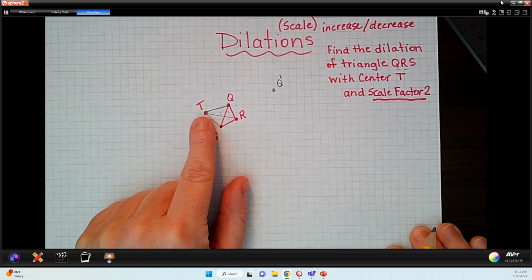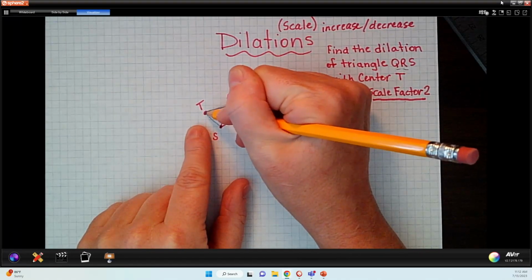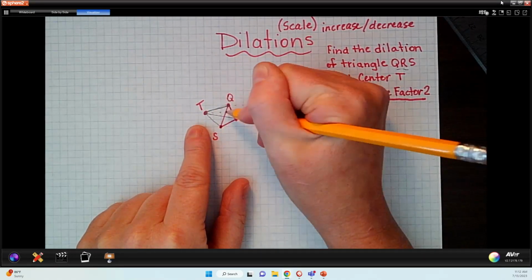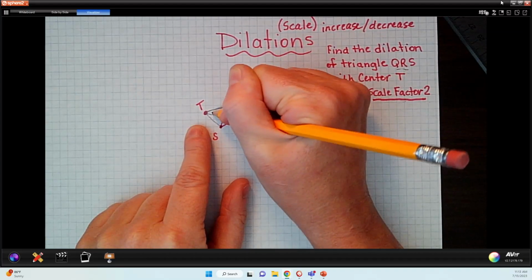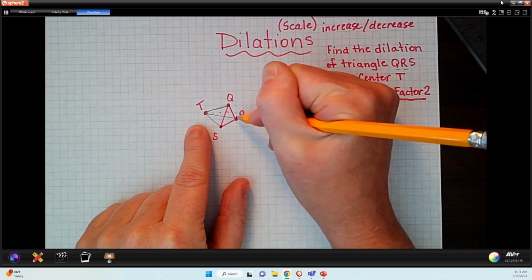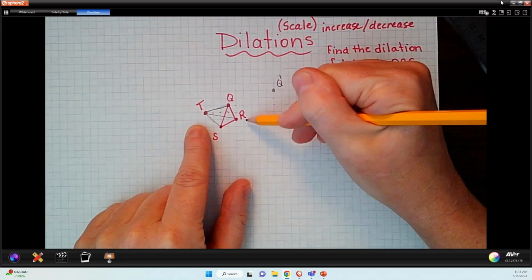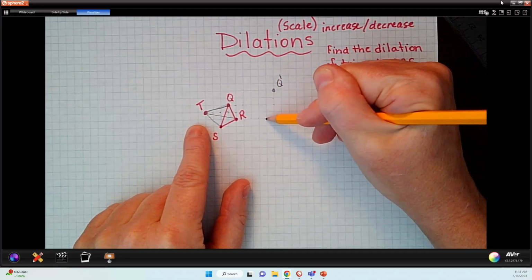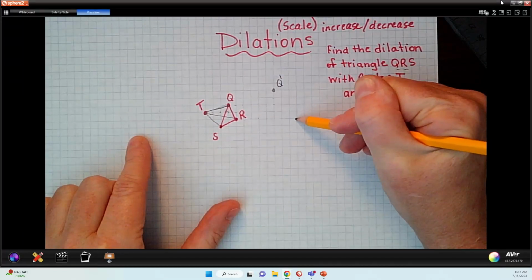And then I'm going to do the same thing for R. The distance from T to R is I have to go over 1, 2, 3, 4, and down 1. So I just count my boxes 1, 2, 3, 4, and down 1. So I'm going to copy that. I'm going to go over 1, 2, 3, 4, but I'm doubling, so 5, 6, 7, 8, and down 2.